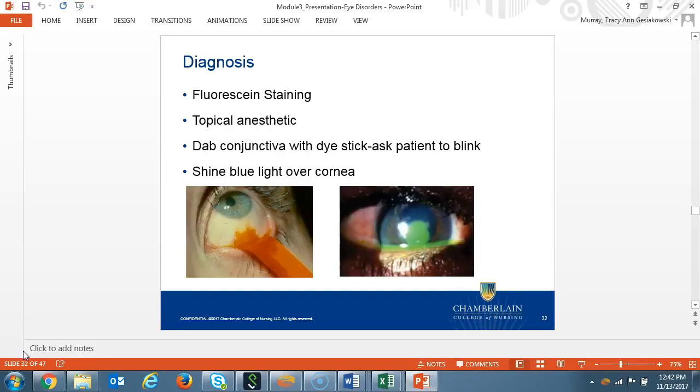Diagnosis is made by means of fluorescein staining. The area where the corneal epithelial defect is will light up with a bluish light when the fluorescent light is shined on it. To do this, you'll need to start by making the patient comfortable and the exam easier by instilling a drop of topical anesthetic. The effect should last around 20 minutes. Once numb, gently dab the conjunctiva with the dye stick and have the patient blink to disperse the substance. Turn off the lights and shine a blue light over the cornea to look for defects.